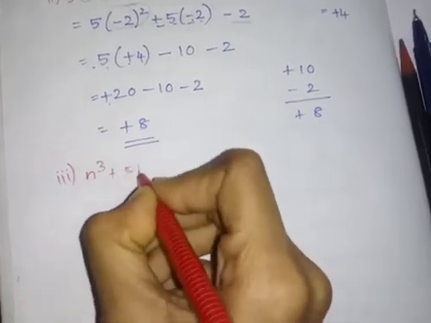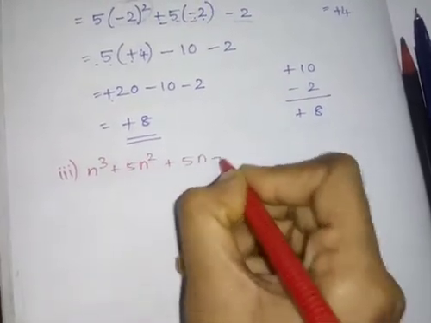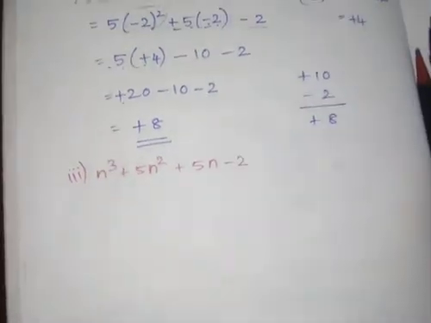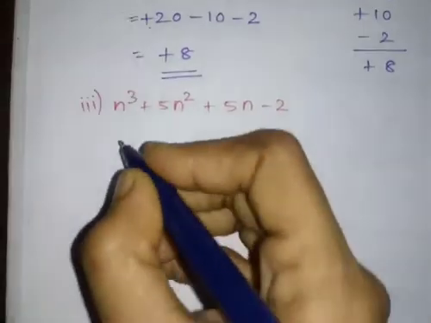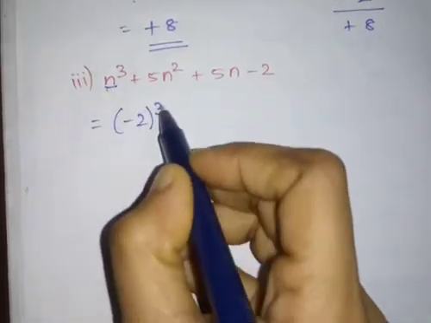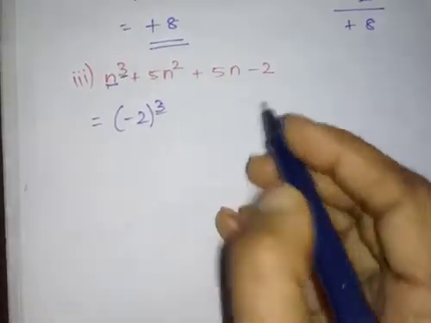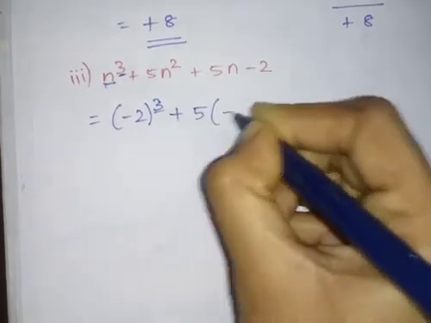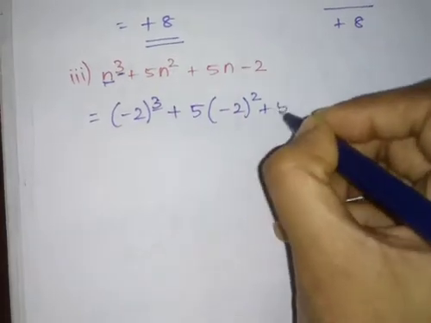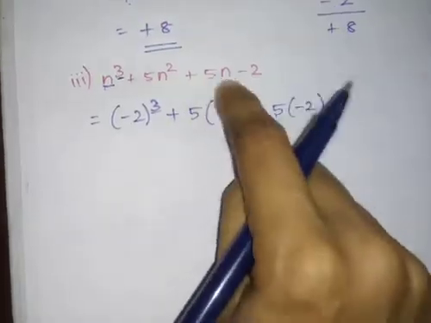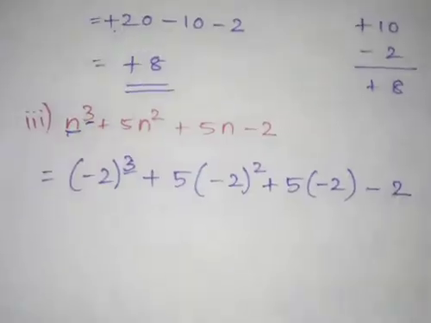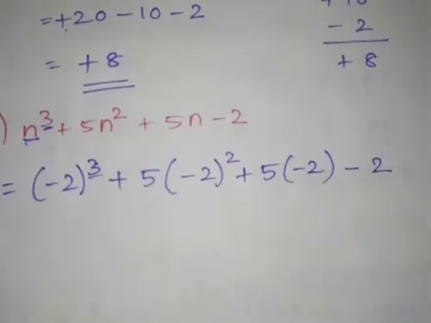N cube plus 5n square plus 5n minus 2. So what is your n value here? Minus 2. Correct? Minus 2 the whole cube, because here n cube is minus 2 the whole cube, plus 5 into minus 2 the whole square, plus 5 into minus 2, then at last minus 2 is there. Just now I have substituted all the values of n. Now we should proceed.